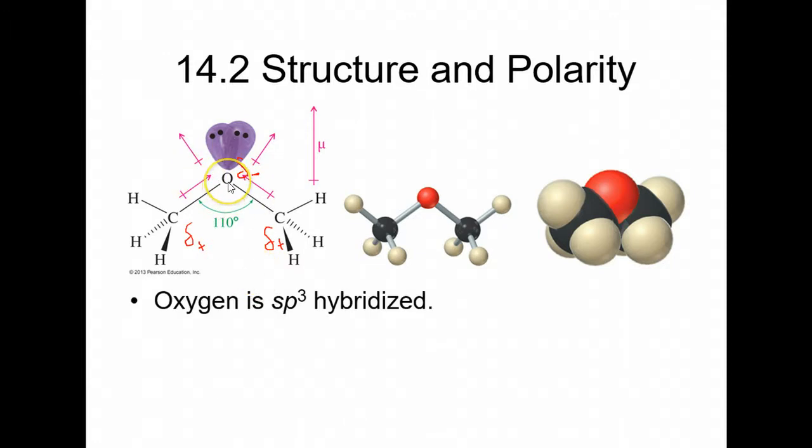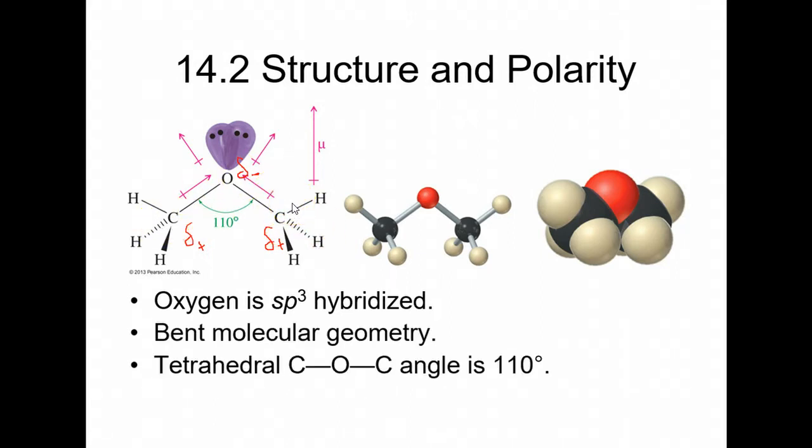Your oxygen is sp3 hybridized. It's tetrahedral because you do have the four groups. It has a bent geometry. I just said that. The bond angle, we're not going to talk too much about this, is 110. Remember, in tetrahedral, your bond angles are usually 109.5. It's 110 just because of the lone pairs. Your bond angles aren't exactly that, but it's pretty close. And your carbon-oxygen bonds are polar.